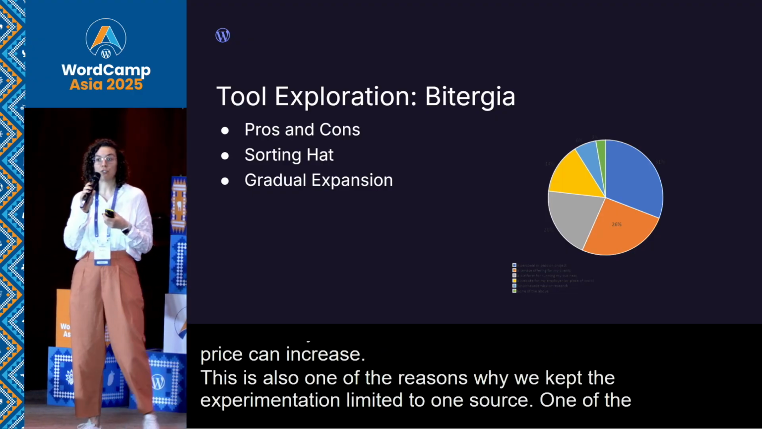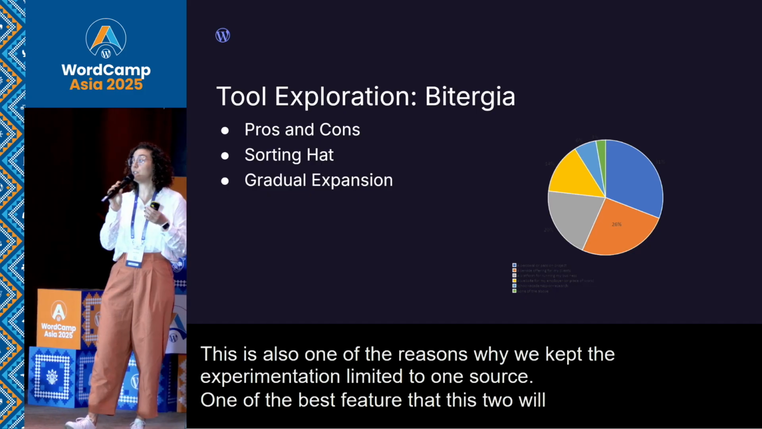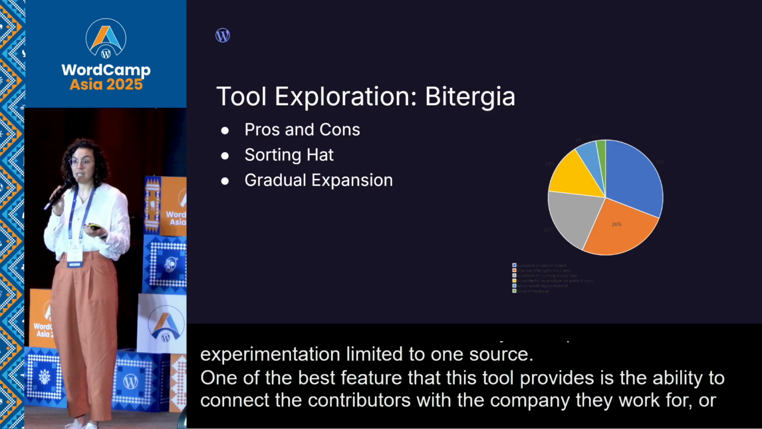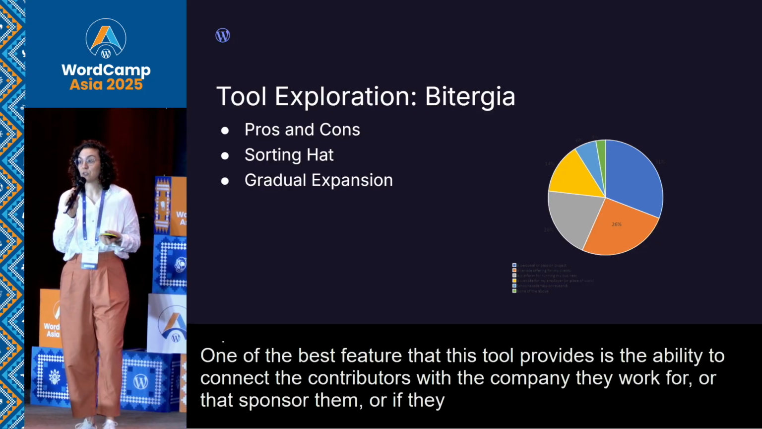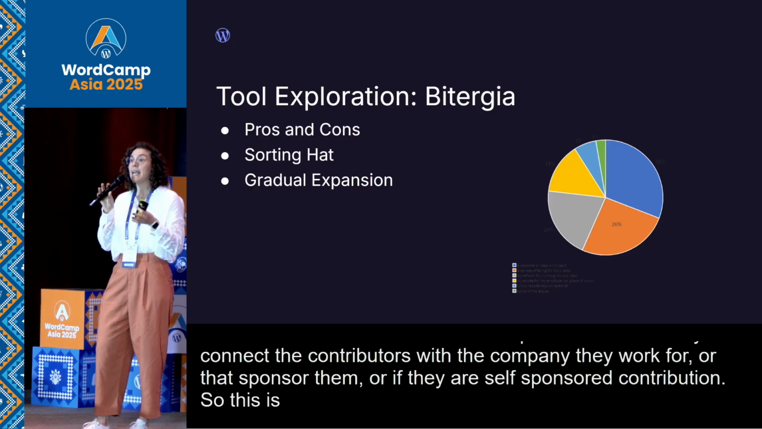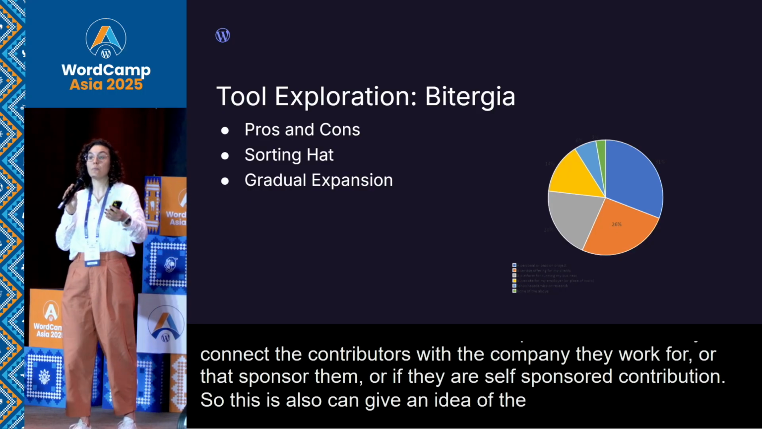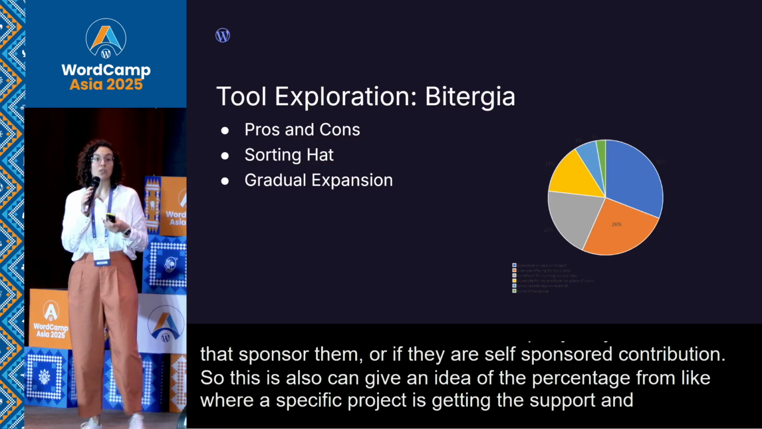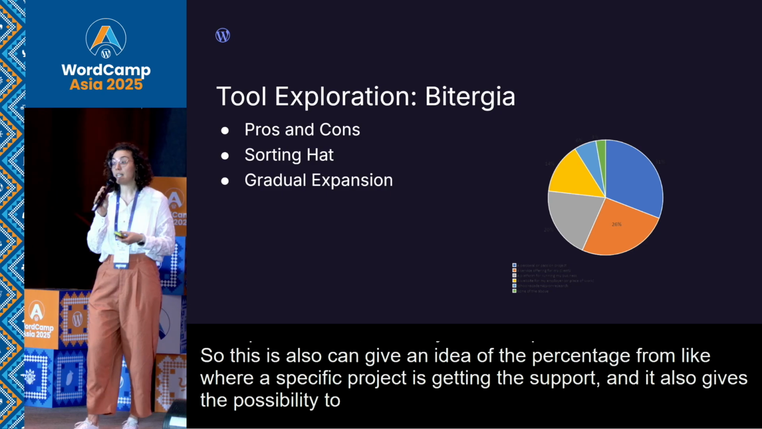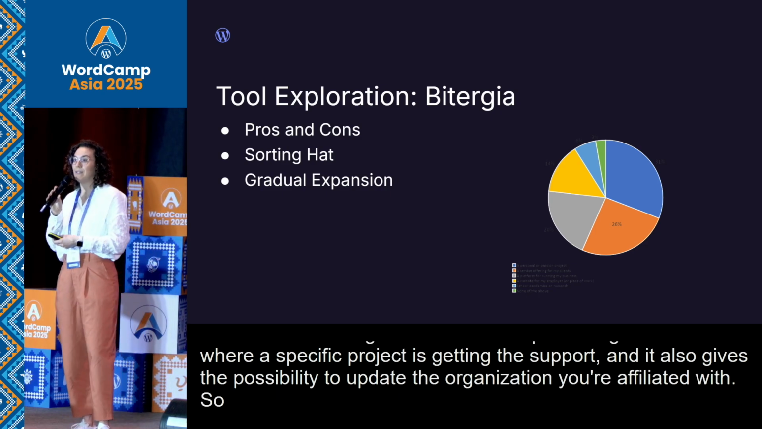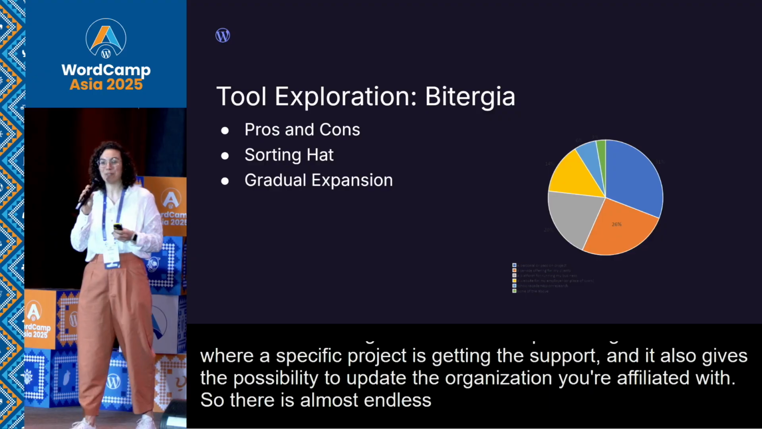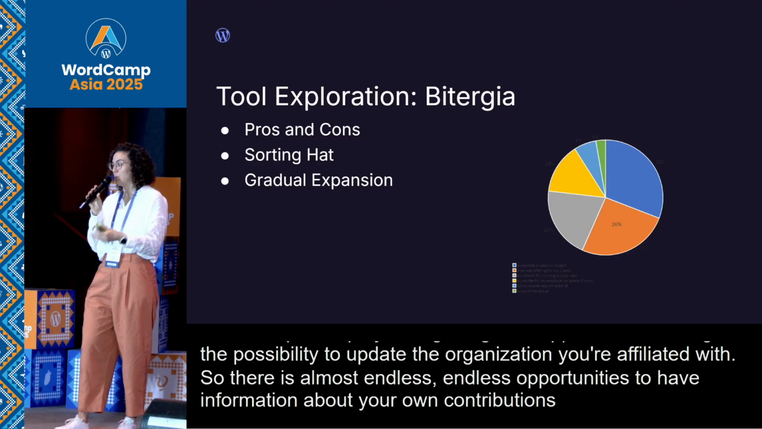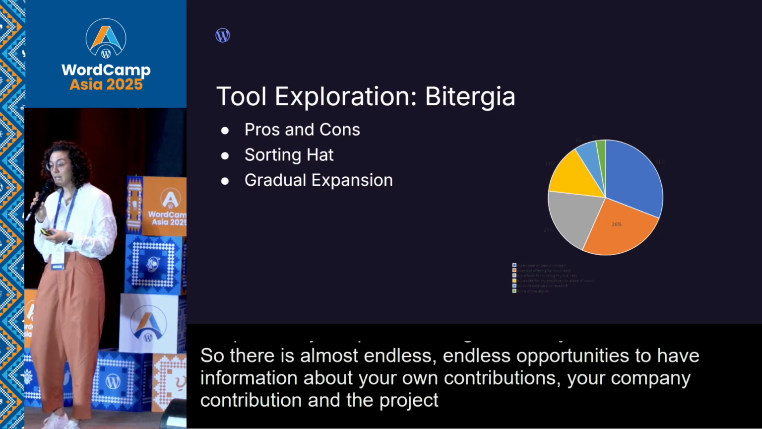One of the best features that this tool provides is the ability to connect the contributors with the company they work for or that sponsor them, or if they are self-sponsored contributors. This can also give an idea of the percentage from where a specific project is getting the support. It also gives the possibility to update the organization you're affiliated with, so there are almost endless opportunities to have information about your own contributions, your company contribution, and the project overall.